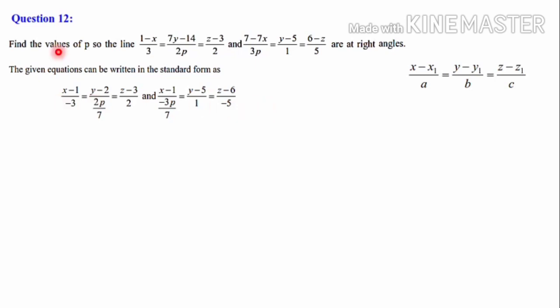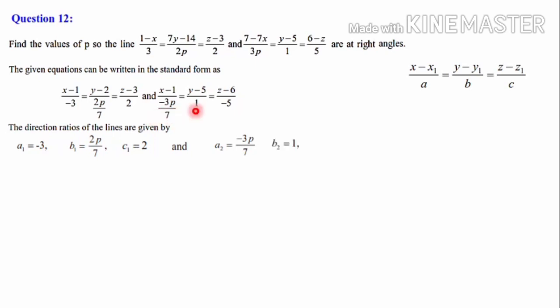So two lines are perpendicular. Two lines are perpendicular in the sense that, first of all, we have to identify their direction ratios, and the sum of the products of their direction ratios must be equal to 0. So let's identify the direction ratios. A1 is minus 3, B1 is 2p by 7, and C1 is 2. Denominators are the direction ratios. Then A2 is minus 3p by 7, B2 is 1, C2 is minus 5.